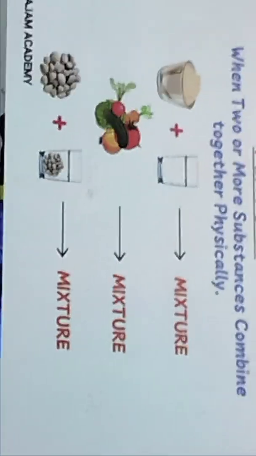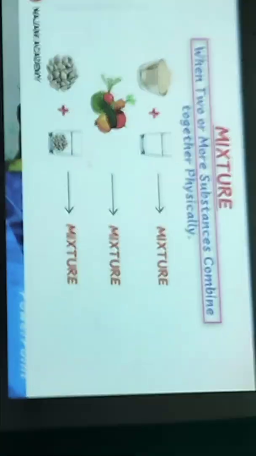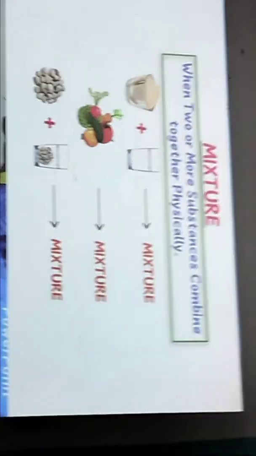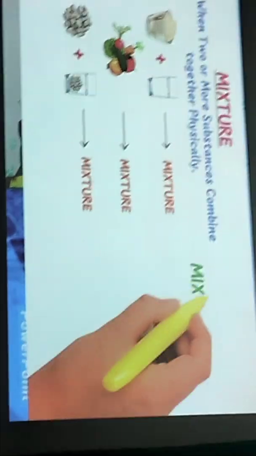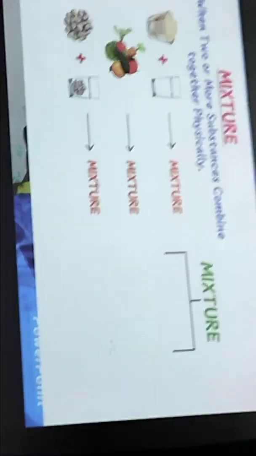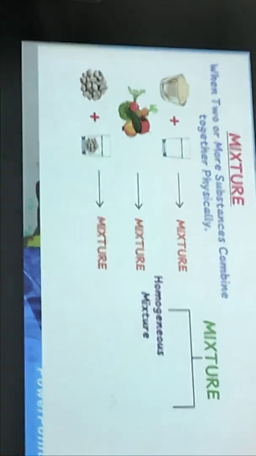When you put small pebbles or sand into the water, you get a mixture. Thus remember that when two or more substances combine together physically, we get a mixture. Also remember that there are two types of mixture, homogeneous mixture and heterogeneous mixture. Now what is homogeneous mixture?